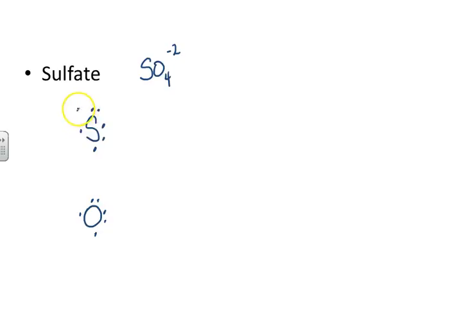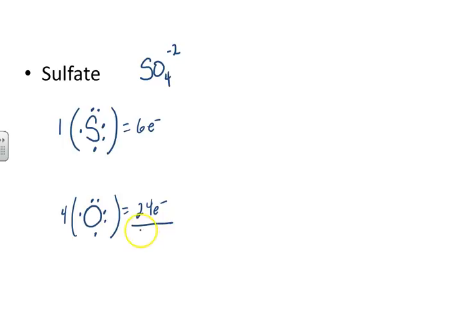so 6. We've got 1 sulfur, that's 1 times 6 would be 6 electrons, and we've got 4 oxygen, 6 times 4 would be 24 electrons. That totals to 30 electrons. But we also have 2 extra electrons, giving us our -2 charge. So these provide charge. So this would be 32 electrons.